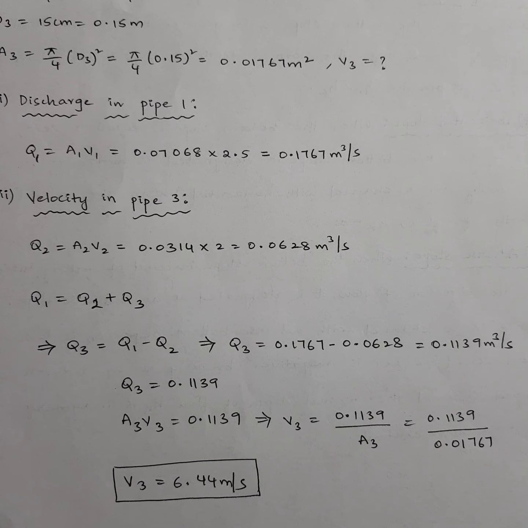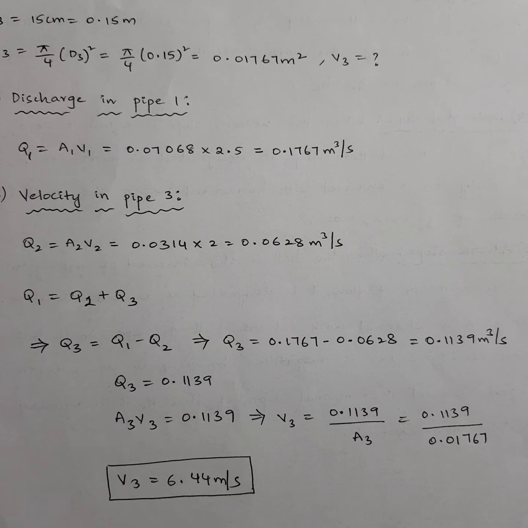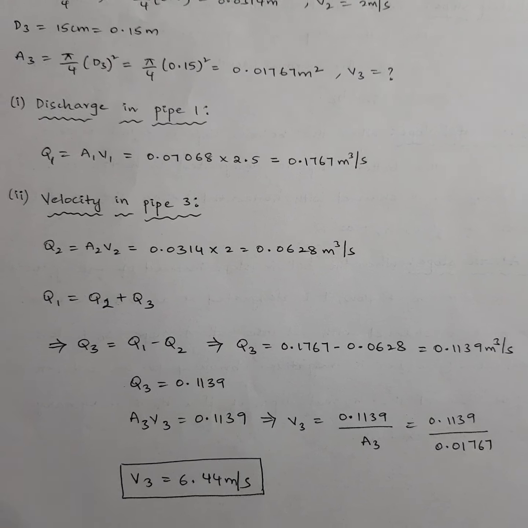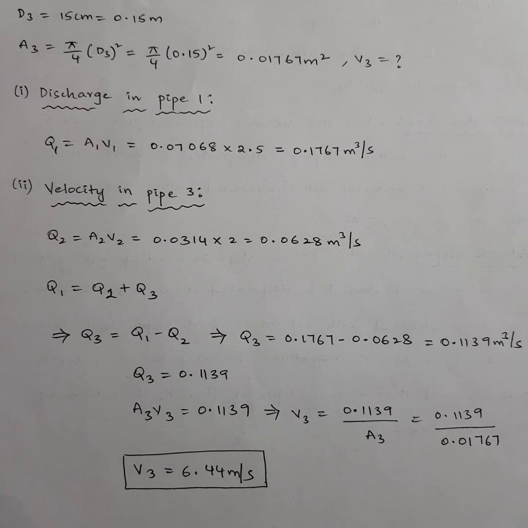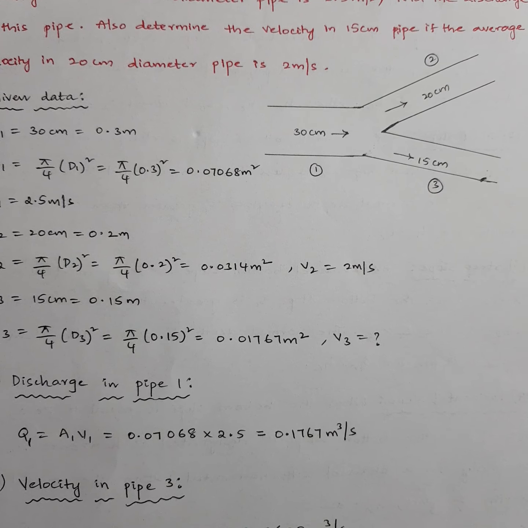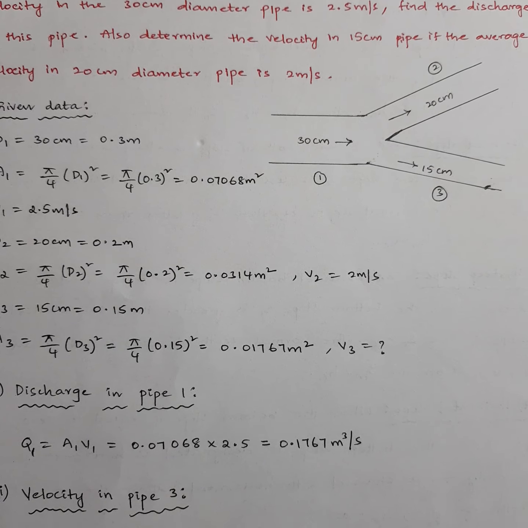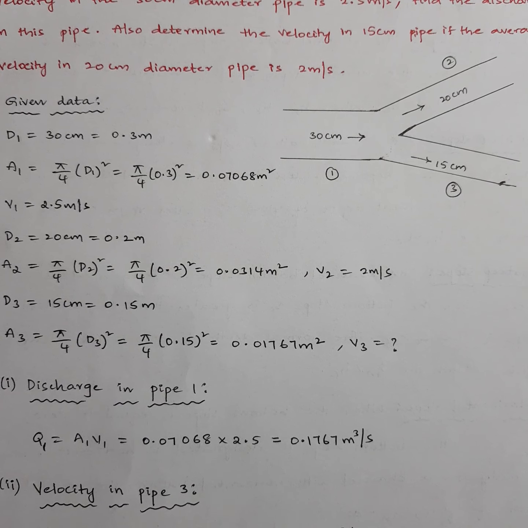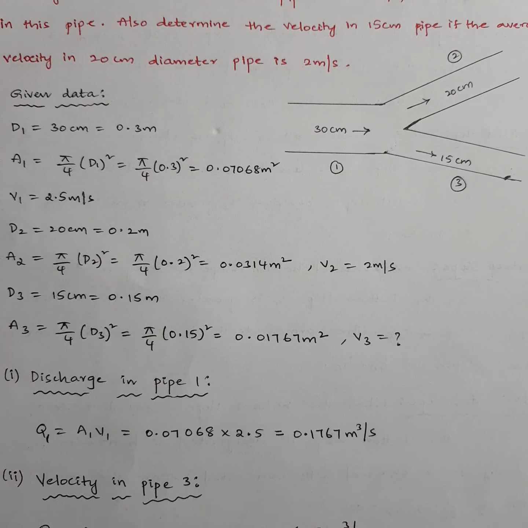Okay, so these two models of problem you'll generally get in exams related to the continuity equation. You have this branching. Now I have just shown only two pipes branching, like one big pipe got branched into two pipes, but like this you may have a combination, like you may have three pipes branching like that. Whatever, you just apply the continuity equation.